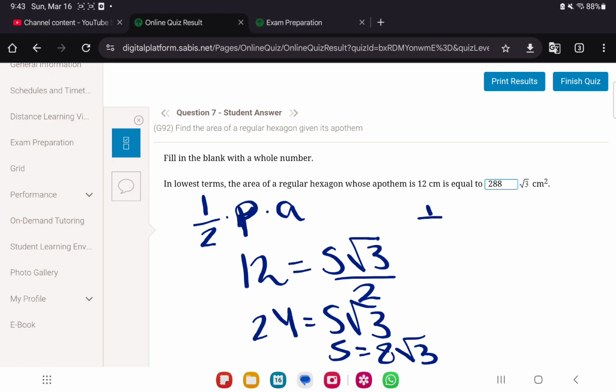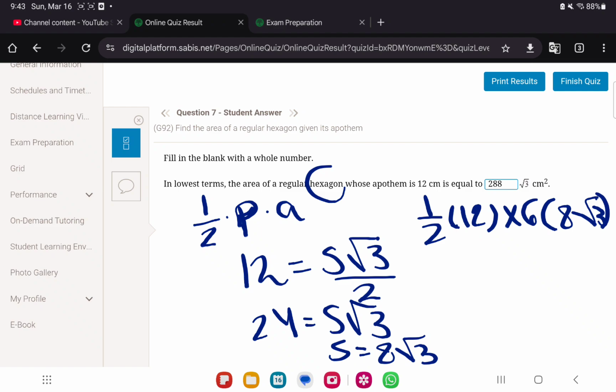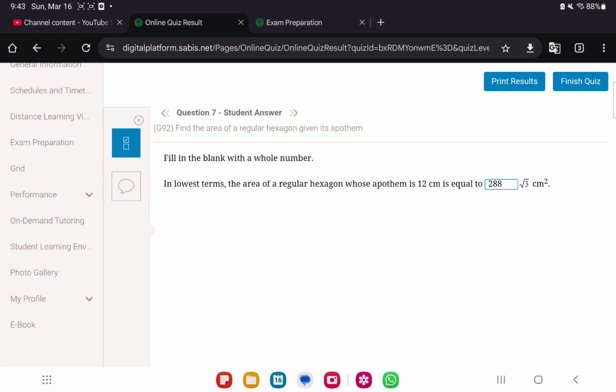Now, half of 12, because it's the apothem, times perimeter, which for a hexagon is 6 sides. So 6 times one of the sides, which is 8 radical 3. You do all that on your calculator, and you get 288 radical 3. And that's your answer, and you just put in 288.